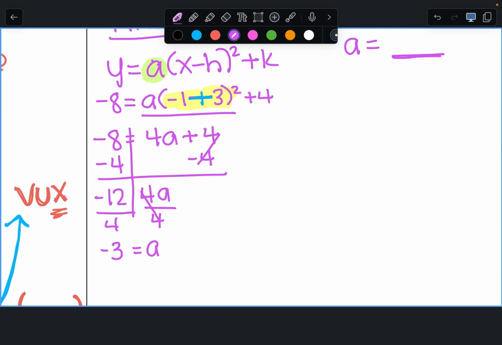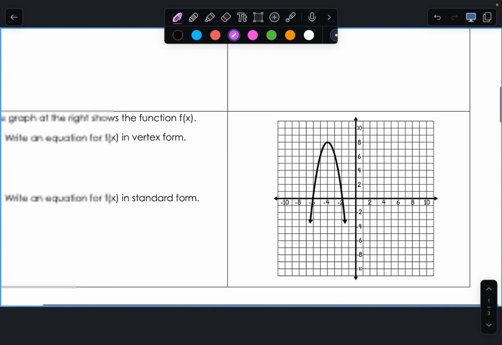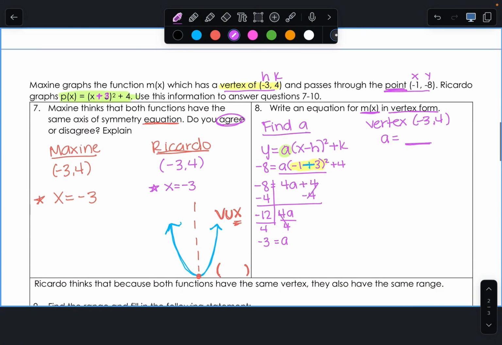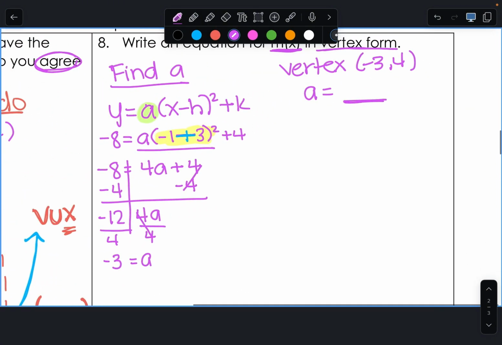Now, the likelihood of having this type of question, I'm not sure. The first time I saw a question like this was last year. Most of the questions about vertex form are like the front side, or most of the questions that I've seen. So, anyway, A is negative 3.